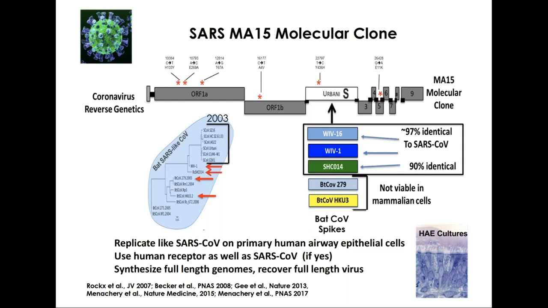And when you do those experiments, the three spike glycoproteins from WIV1, 16, and SHCO14 could program efficient replication of primary human airway epithelial cells. These are the cultures in the far right bottom. They could use human receptors as well as SARS coronavirus. They could replicate to equivalent titers in HAE cultures. And if you synthesize the full-length genomes, you could recover these full-length viruses. The two strains that are in brackets, bat coronavirus 279 and HKU3, are lower risk strains because when you drop those spikes in, you could not recover those viruses.